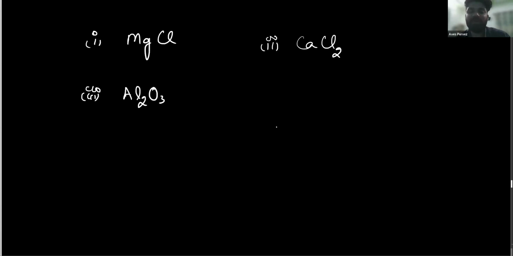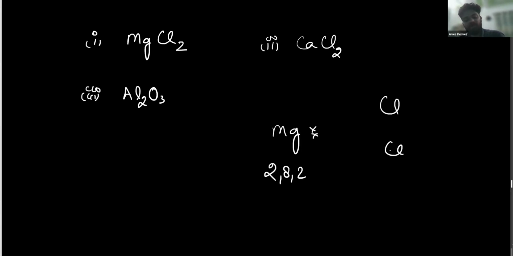If I'm having magnesium, it has atomic number 12. What would be the electronic configuration? 2,8,2. Very good. So how many electrons are there in the outermost shell of magnesium? 2. The formula for magnesium chloride is MgCl2, so there are two chlorine atoms present here. You can put them like this way, this is your choice, or you can put it like this way.